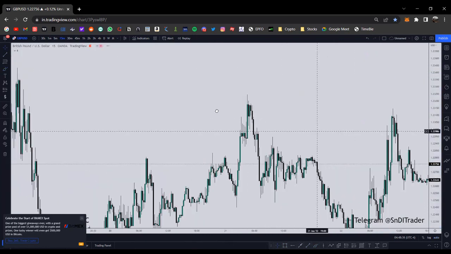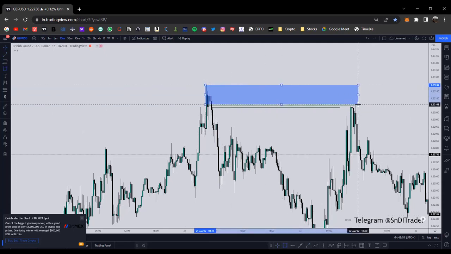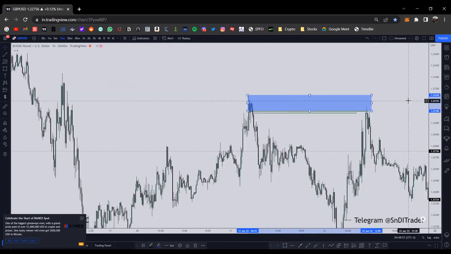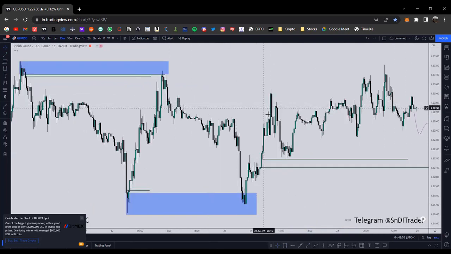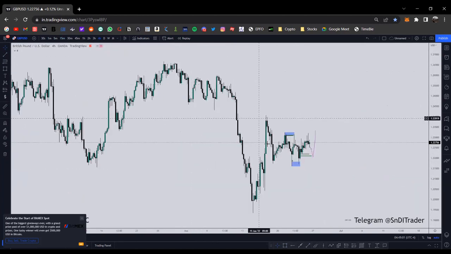Okay, so same thing here. What happened here is price just filled this fair value gap, this candle closed, and mitigated this order block here and given a nice retracement towards the downside. So this is how we determine the fair value gaps. You might find them on higher time frames, lower time frames as well.